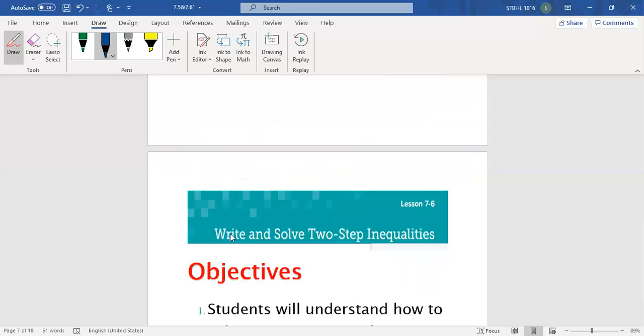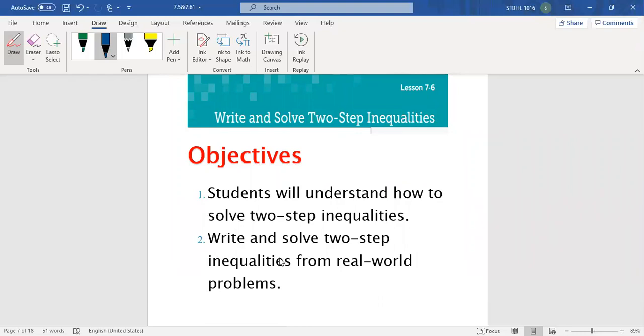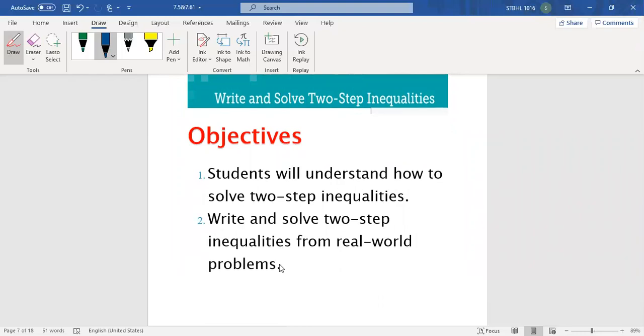Okay, now grade 7, let us go to the next lesson, which is write and solve two-step inequalities. This is the 6th lesson in this chapter. The objectives of this lesson are that you have to be able to understand how to solve two-step inequalities and write and solve two-step inequalities from real world problems.